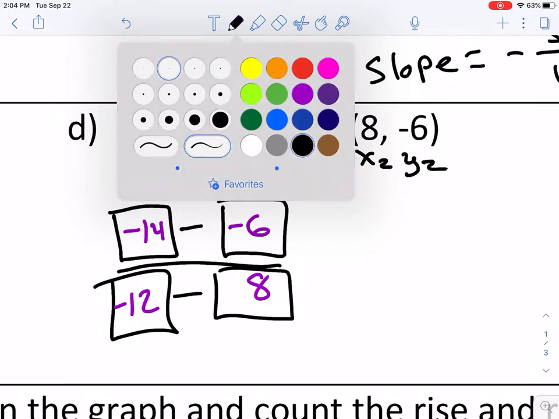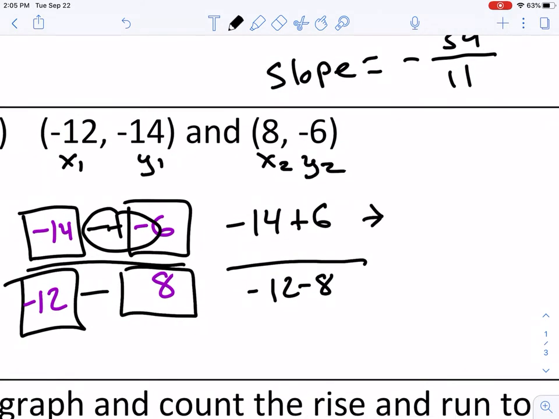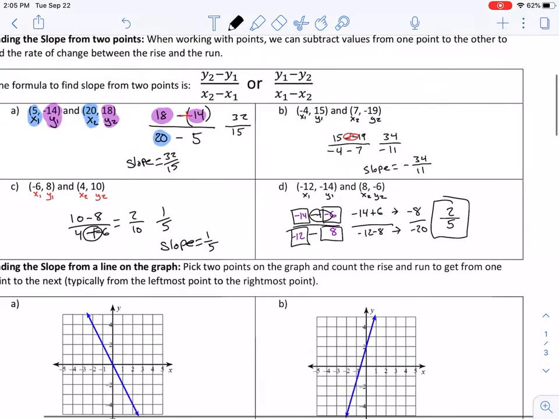Some funny sign things going on here. These double negatives make it a plus, so I really have negative 14 plus 6. This is negative 12 minus 8. And that ends up giving us a negative 8 on top and a negative 20 on the bottom. And then we can reduce, so I have the same sign, so it's actually going to end up being positive. And 8 over 20, 4 goes into 8 twice, and 4 goes into 20 5 times. So our slope is positive 2 over 5.